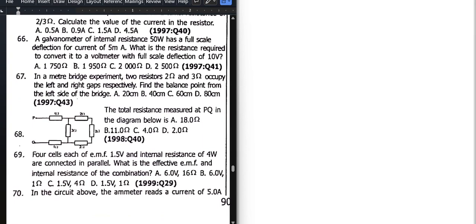Today we are doing 69. 69 says four cells, each of EMF 1.5 V and internal resistance of 4 ohms, are connected in parallel. What is the effective EMF and internal resistance of the combination?